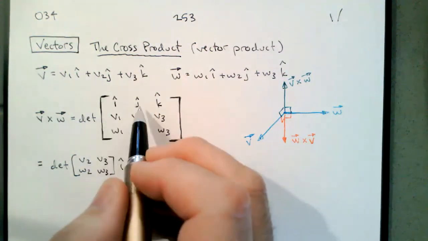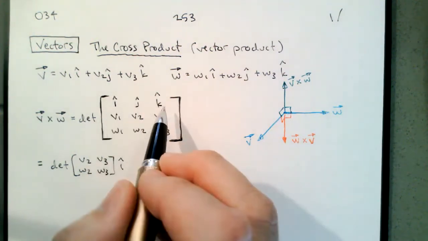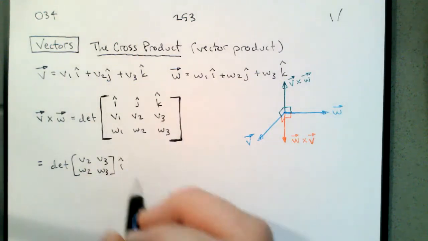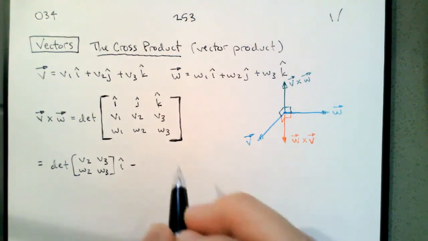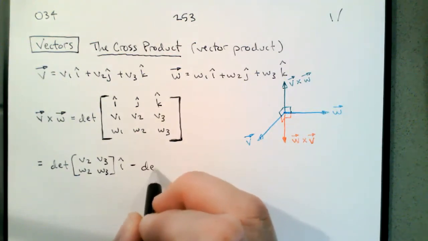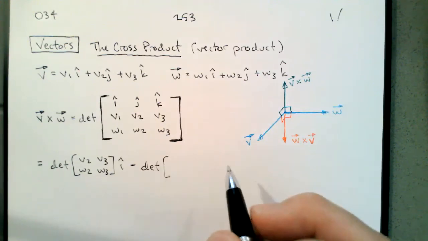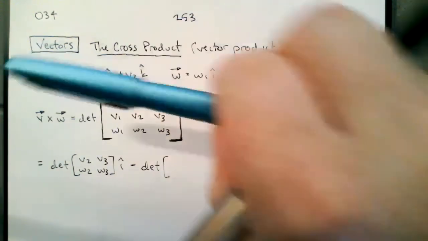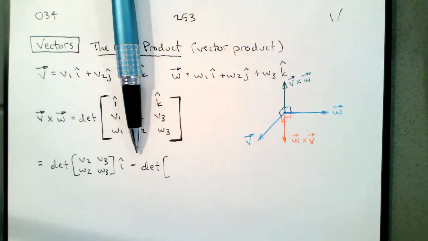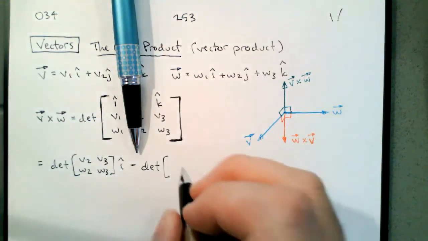Then we go to the j, and in calculating a determinant, we always alternate signs. So if we started off positive, the next one is negative. So the negative comes from cofactor expansion. So we'll subtract the determinant of the cofactor. And then the cofactor is just going to be take out the ijk row and take out the j column. So the cofactor will be v1, v3, w1, w3.